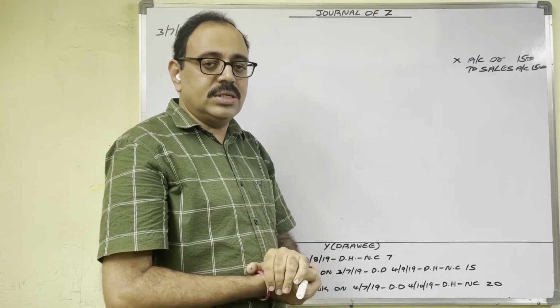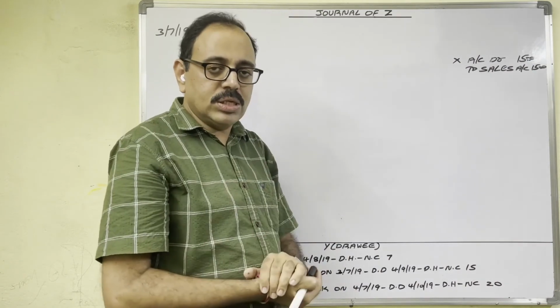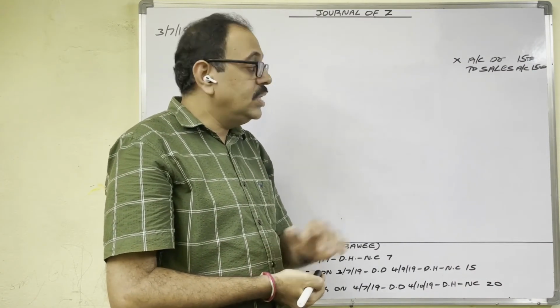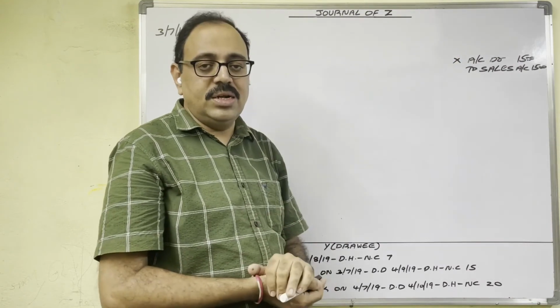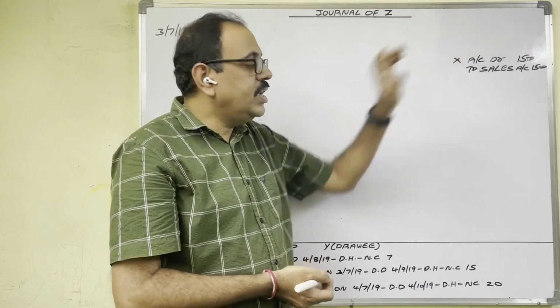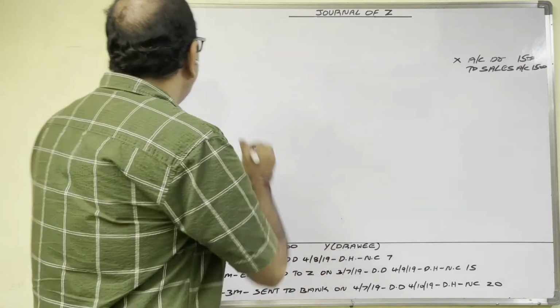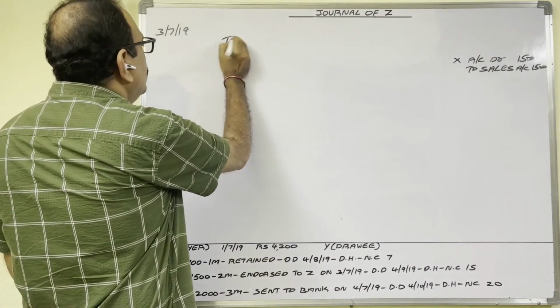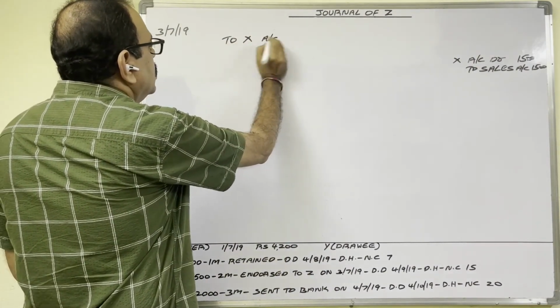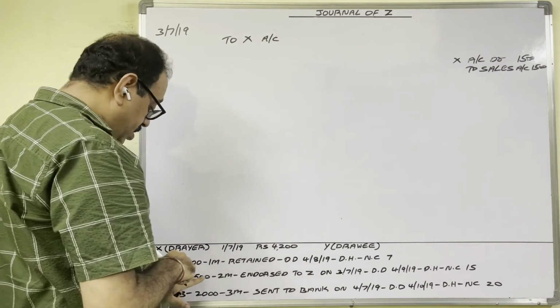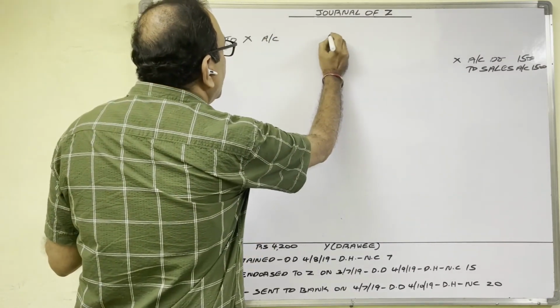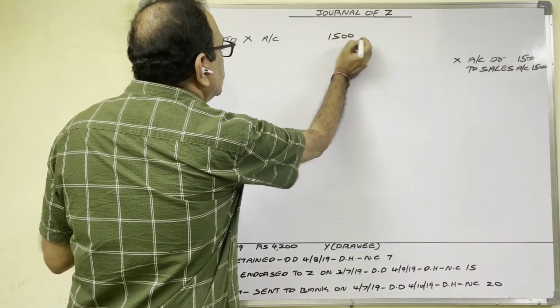To settle this, X has given this bill to us. Then what happens? This debtor will get cancelled. So by debiting we create a debtor account. If you want to cancel, you should credit his account. So X account we have to credit. Amount, second bill amount 1500 rupees.